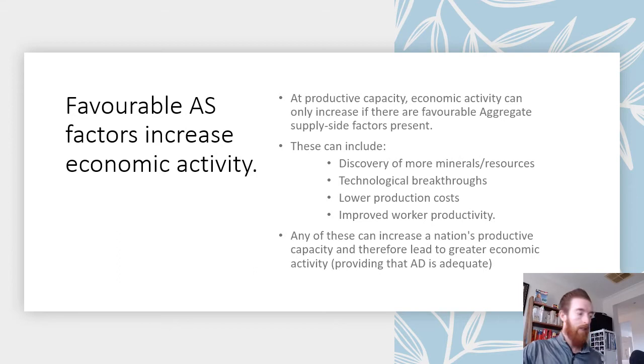Technological breakthroughs, so when we have new technology that can produce at a more efficient or more productive rate, that's going to be great. Lower production costs, so if wages decrease, if business taxes decrease, if interest rates decrease, that's going to be favorable for aggregate supply because we can produce more at a lower cost or the same cost. And improved worker productivity, this tends to be my favorite one. If you improve worker productivity, usually through education and training, that means you're going to get more output per unit of input, and there's really no downside to that.